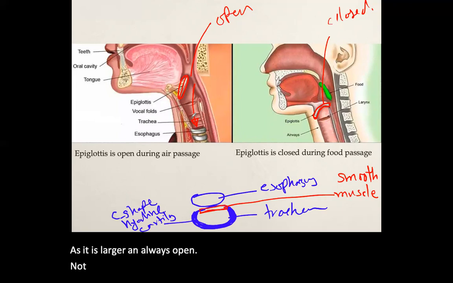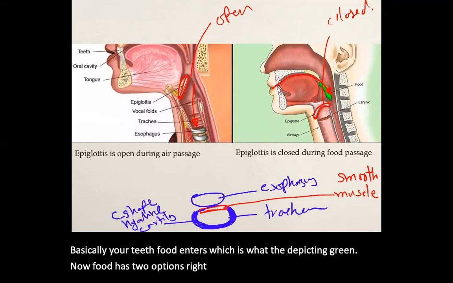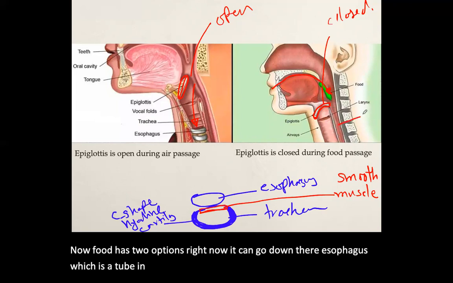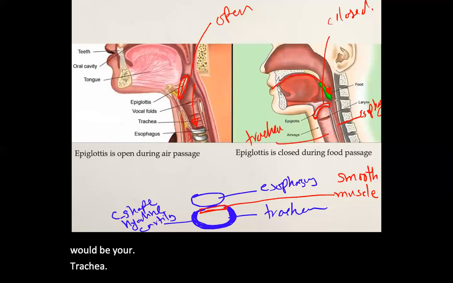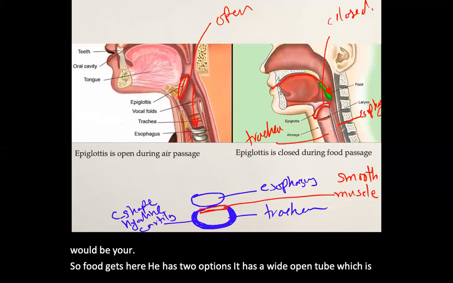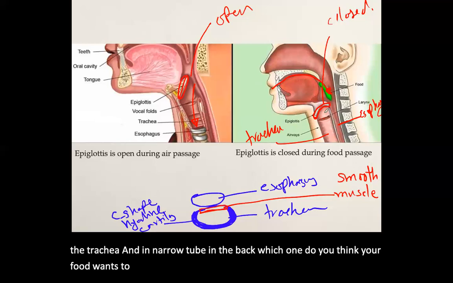Now, when we're talking about you eating food, here are your lips, basically your teeth, food enters, which we depict in green. Now, food has two options right now. It can go down the esophagus, which is the tube in the back. So this is your esophagus. Sorry, I'm going off the side. And the tube in front would be your trachea. So food gets here, it has two options. It has a wide open tube, which is the trachea, and a narrow tube in the back. Which one do you think your food wants to choose? Food says, I want to go through the less resistant route, the big one, the trachea.